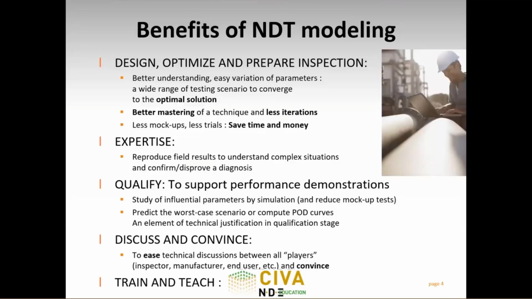Qualification is also a context where modeling can be really useful, because you can replace a lot of mockup tests by parametric studies and then study degradation factors and influential parameters. So you can save mockups and money. And generally speaking, CIVA allows you to discuss and convince about ND more easily because it provides a visual support and makes technical discussion more efficient.